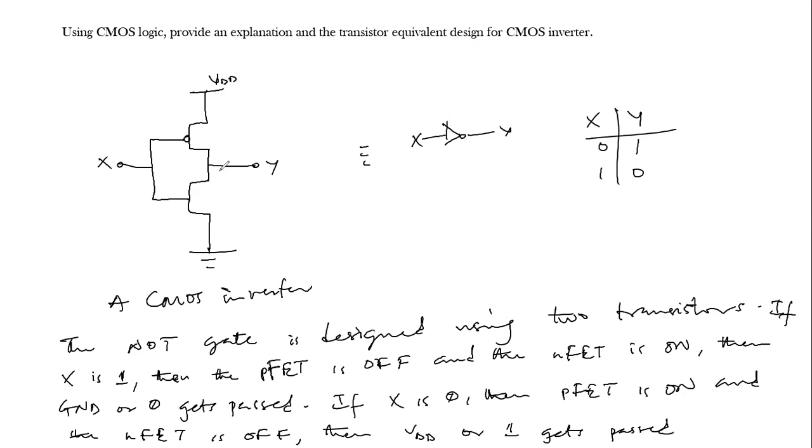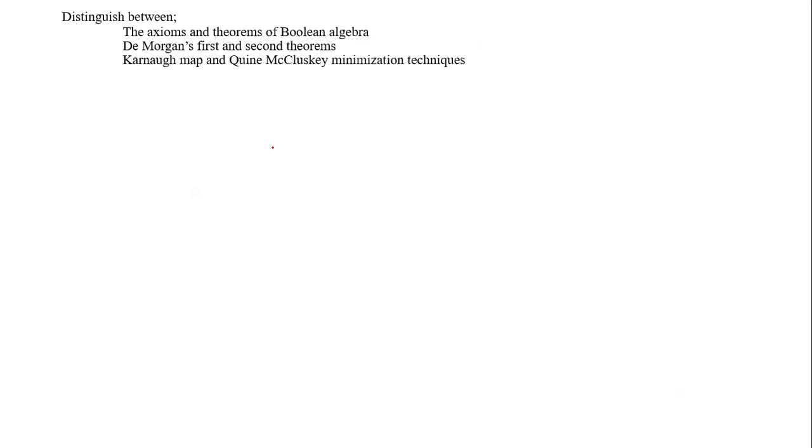Nothing more than this. So which other question do we have to consider in this little quiz? Okay, we want to distinguish between axioms and theorems. They are pretty simple and straightforward.